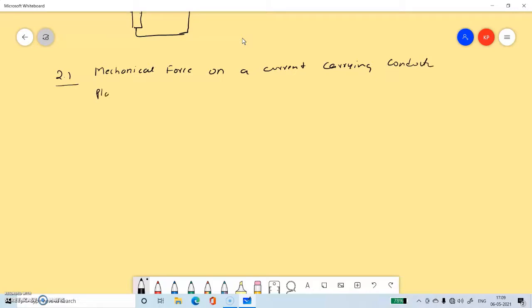Placed in a magnetic field. So this is our first topic. For explaining this, I am taking some figures.